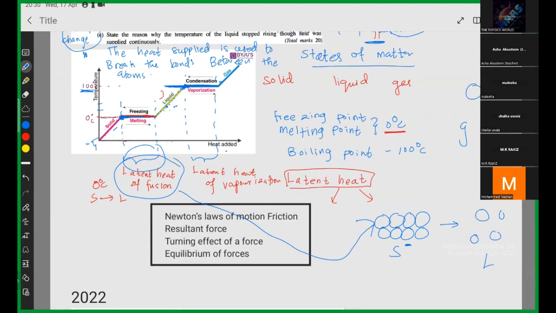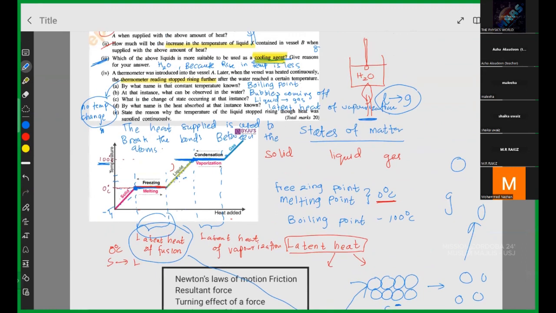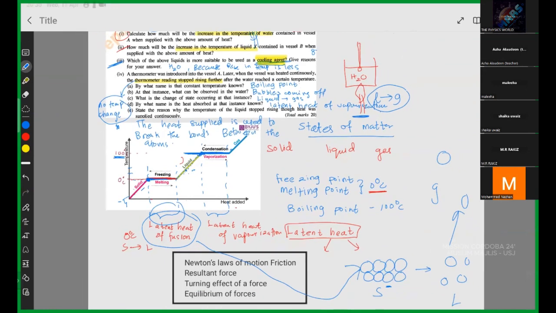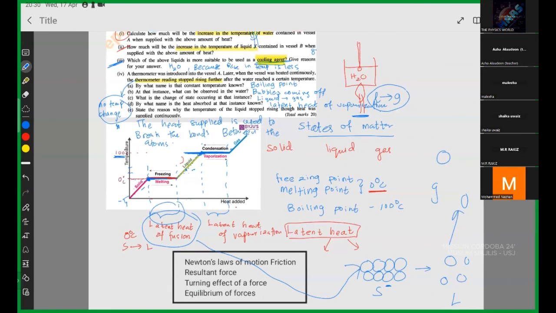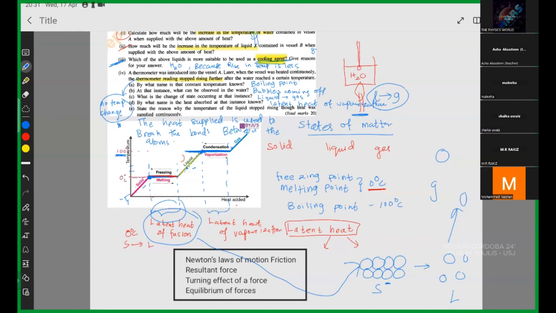So this is the summary of this lesson, this part. Hope you all understood. Is it clear, everyone? Yes, teacher. Teacher, what is the difference between thermal equilibrium and latent heat?